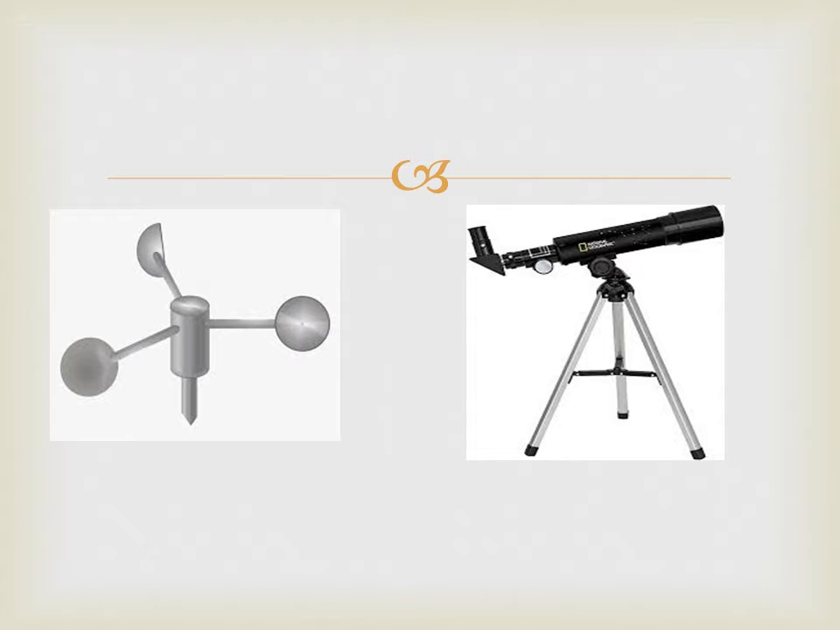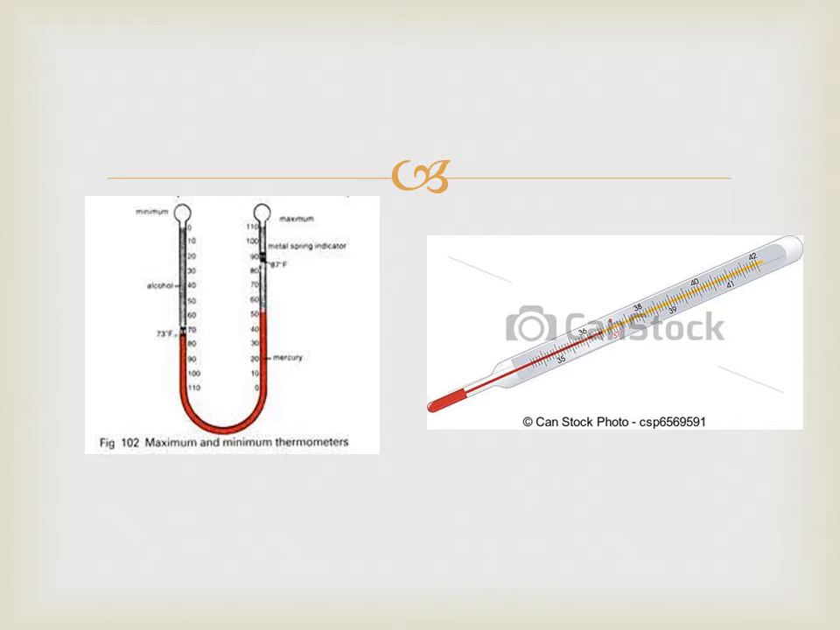Next is a telescope. A telescope looks the way you have seen in that picture. Next, it is the maximum and the minimum thermometer. In the maximum, mercury is used, and in the minimum, alcohol is used. So, pupils, we have two types of liquids used in thermometers. That is alcohol to measure minimum temperature, and mercury to measure maximum temperature.